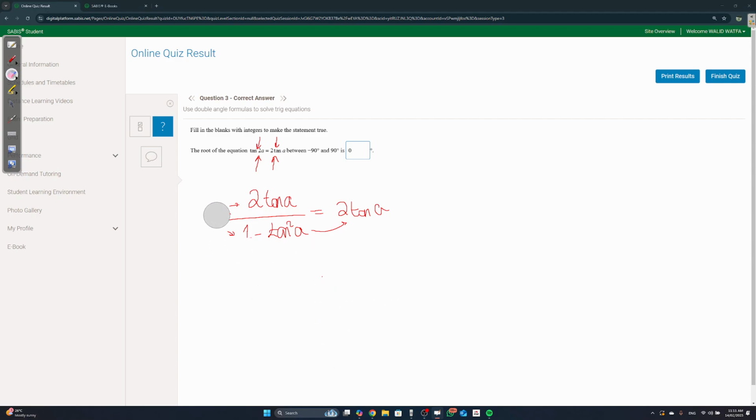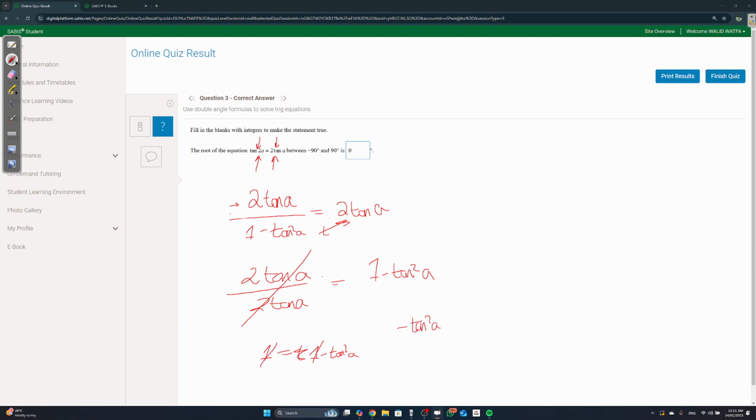Or you can do it like this, which is way easier, more professional, more mathematical. Tan squared a. Swap these two, and you're going to get 2 tan a over 2 tan a is equal to 1 minus tan squared a. Cancel. You get 1 is equal to 1 minus tan squared a. 1 with 1, you move to the other side, you get 0. So you get negative tan squared a is equal to 0. Cancel the negative on both sides. You get tan squared a is equal to 0.